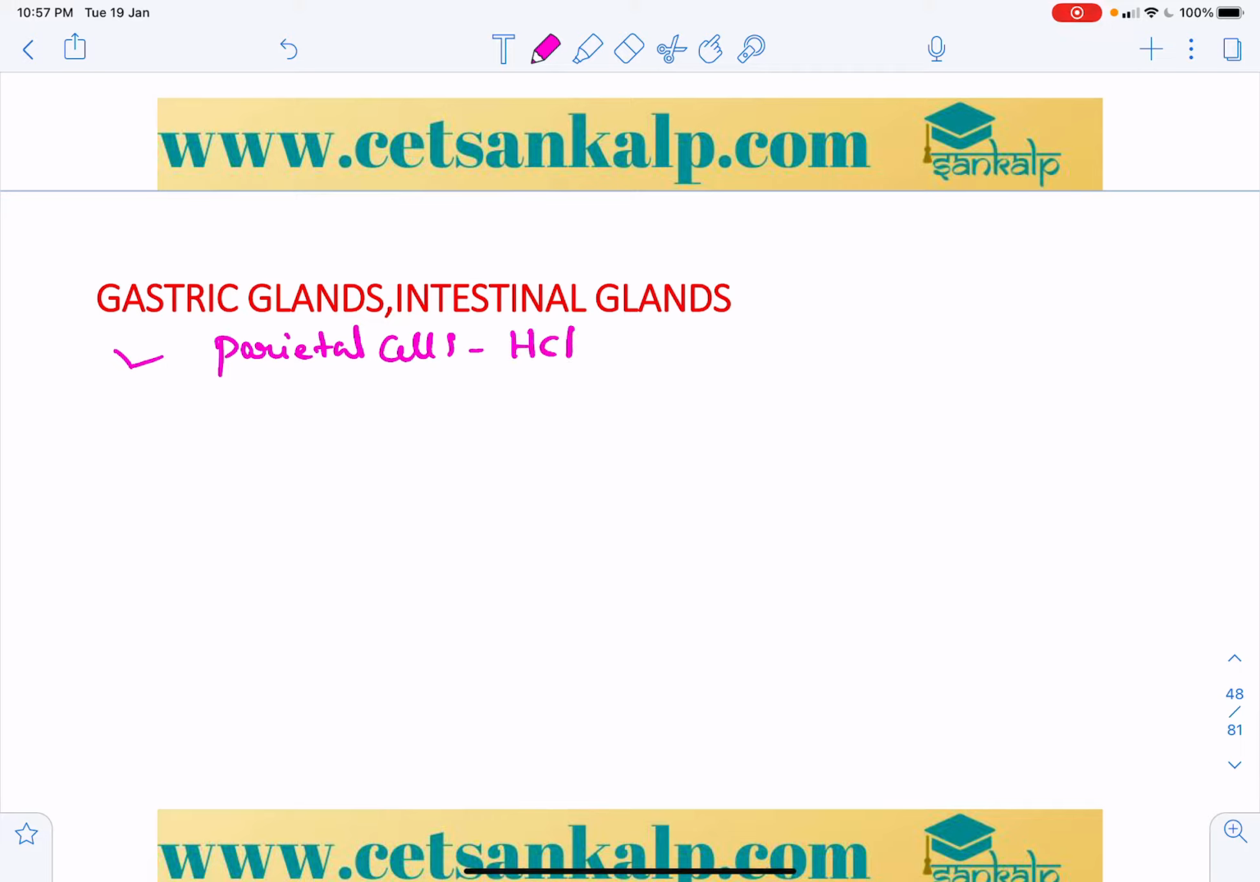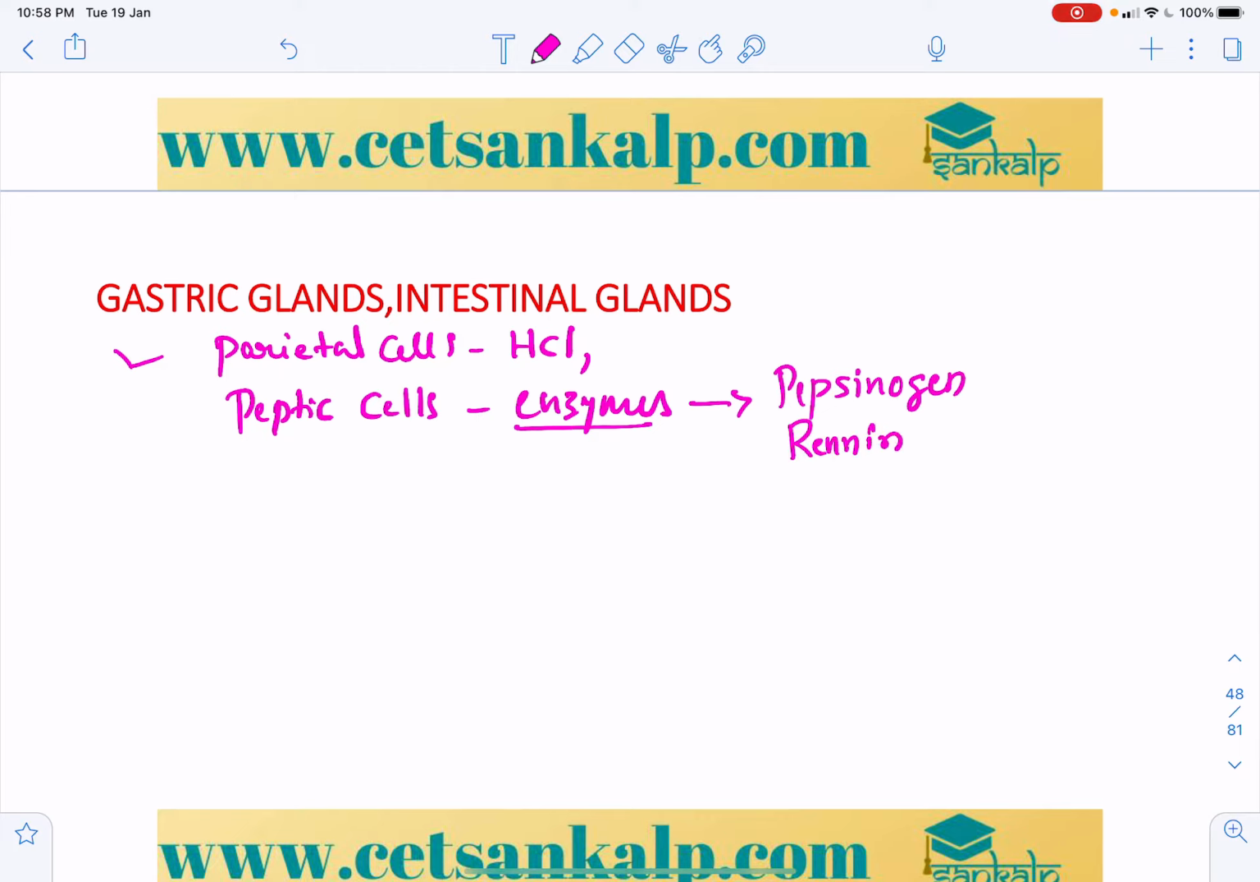So that is the main role of the gastric glands, which secrete HCl, and along with that the enzymes. Enzymes are produced mainly by the peptic cells. Enzymes like pepsinogen and renin are in inactive form, and they are converted into active form, activated in the presence of HCl. This we discussed in the previous class.